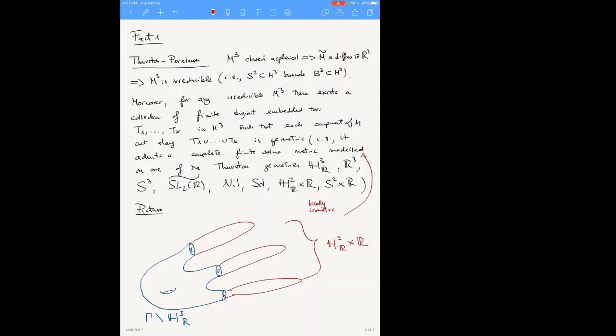This is a great theorem because it's really a structured theorem for any three manifold. So given any three manifold, now we know that you can split it this way. Okay, are there any questions? No? Okay.